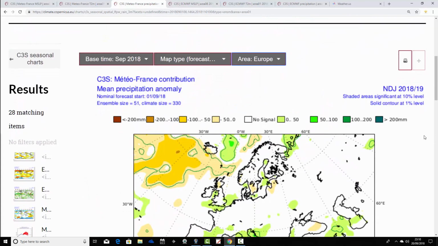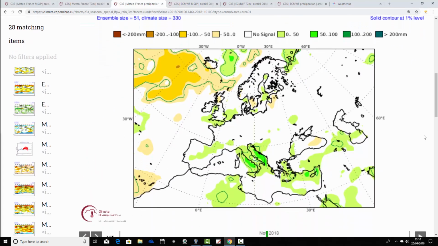Then we go through to the next tri-month period. It's November, December, January. Again, very weak signals. It looks quite wet again around Italy and central parts of Europe. Also, possibly some above average rainfall through parts of Spain. Around the UK, also looking a little bit above average with the precipitation.